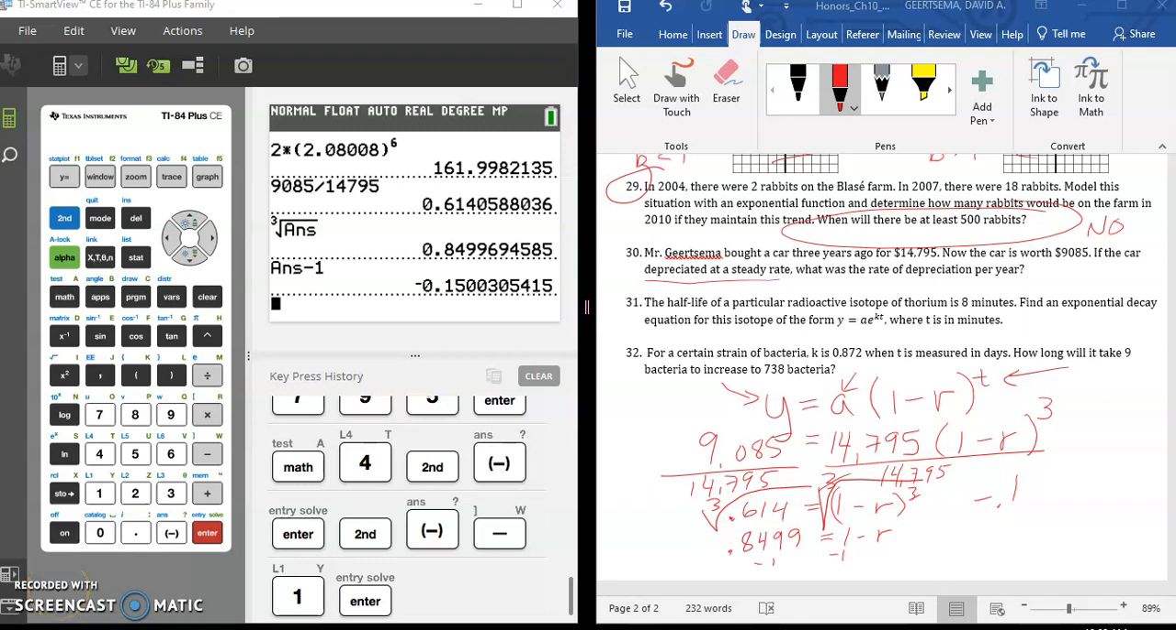Okay, sorry I got cut off right in the middle of problem 30. So this is the end of it. As you saw, I used this formula for number 30 and I plugged in the initial amount, the final amount. I plugged in 3 for time and I've been working this all out.